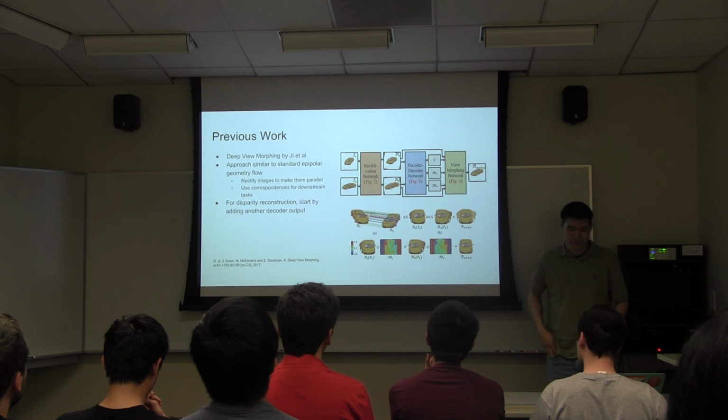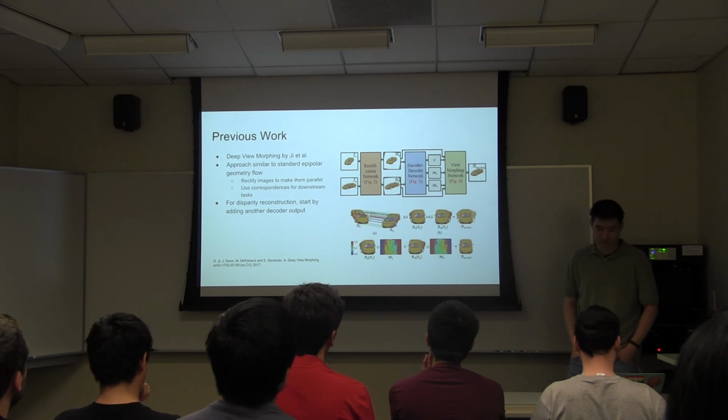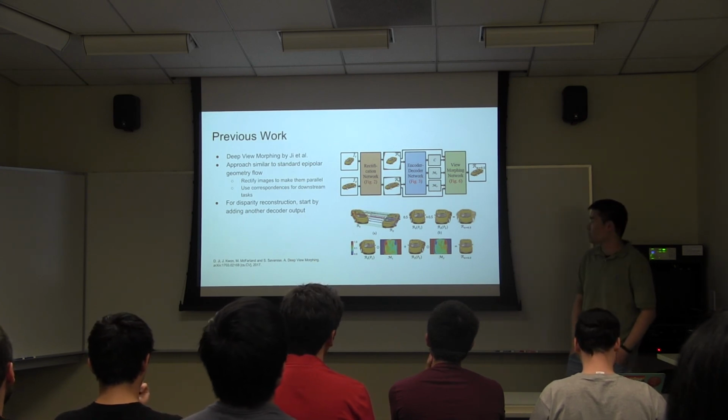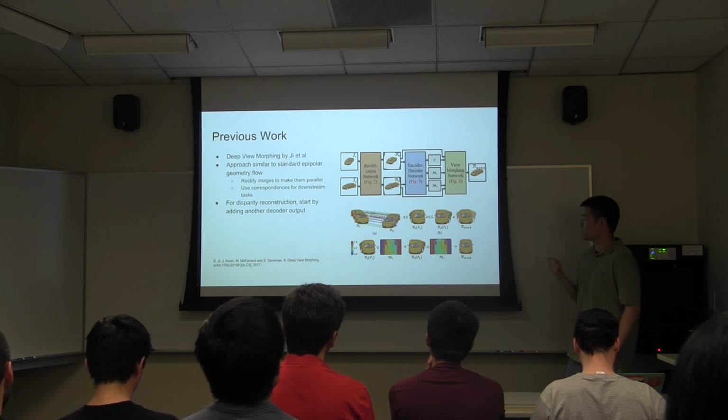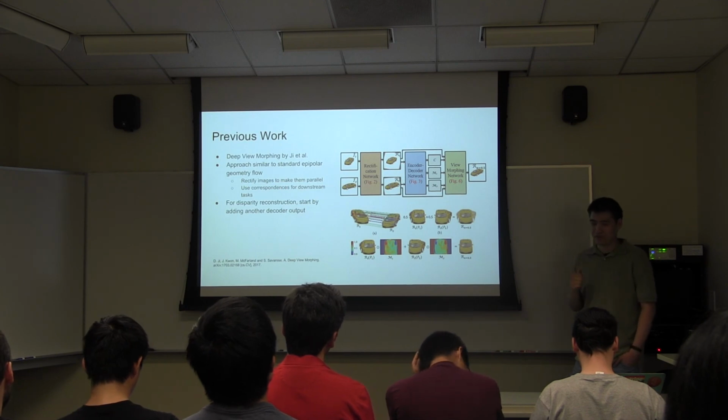This is mainly based off of deep view morphing by Ji and Hall. The approach they use is very similar to the standard geometric flow in that you generate rectified images and you generate correspondences, and because you get these well-defined outputs, you can also apply them to other problems, for example, depth mapping.